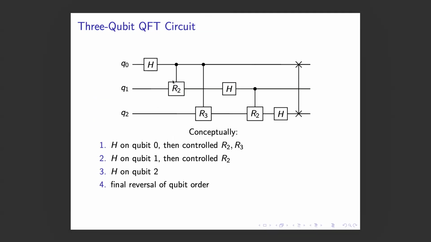So that means that for this system here, you would have a Hadamard, and then you do an R2, and then a controlled R3. Then you have a new Hadamard on the second qubit, then a controlled one on the second qubit here, and then a final Hadamard on the last one. And then you do a final reversal. So this is typically the way you would build up the quantum Fourier transform.